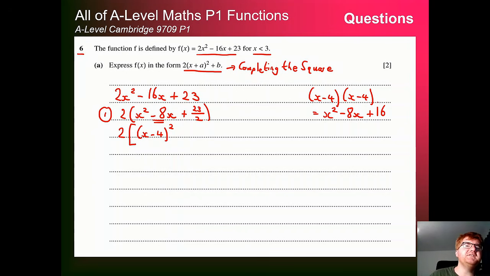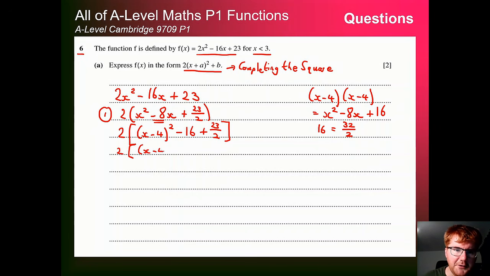We don't want positive 16 though, we want this plus 23 over 2. So the way that we can do this is we can just minus 16 and then we add on what we want, which is the 23 over 2, like so. Looks a little bit messy at this point, but we're going to do a bit of tidying up. Notice 16 itself seems kind of basic, but it's a nice trick we see a lot, can be written as 32 over 2. So if I just continue this, leave everything alone for the time being, and just write minus 16 as minus 32 over 2.